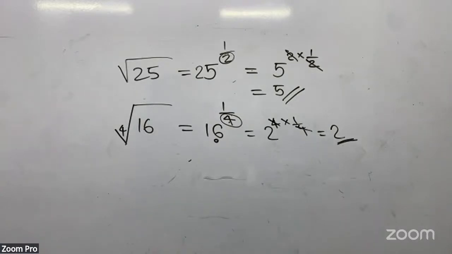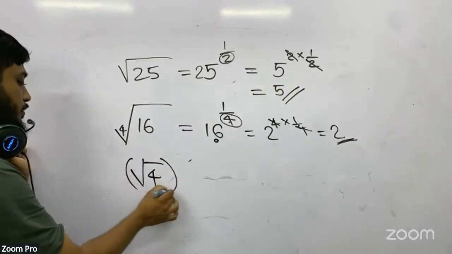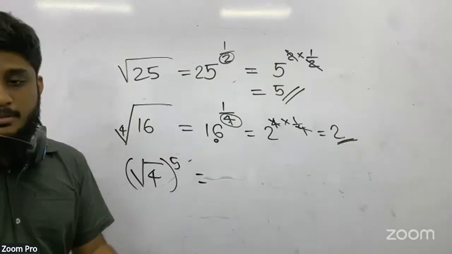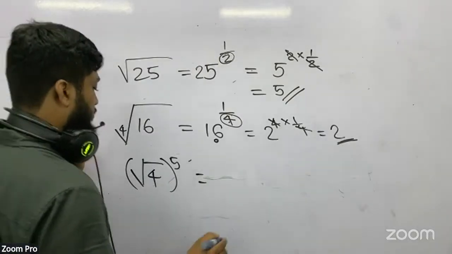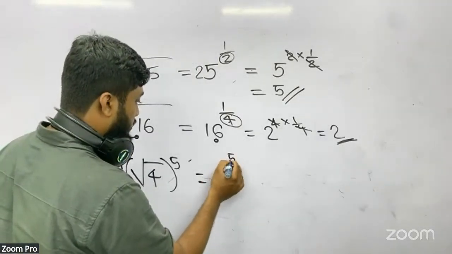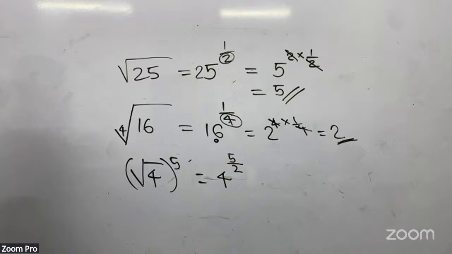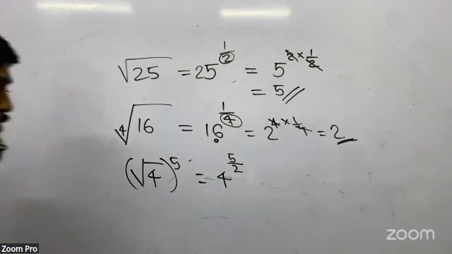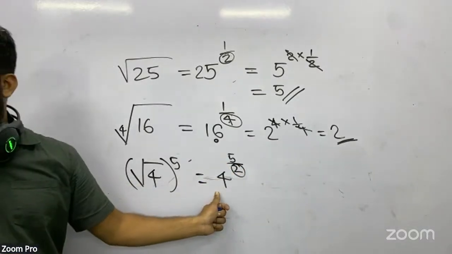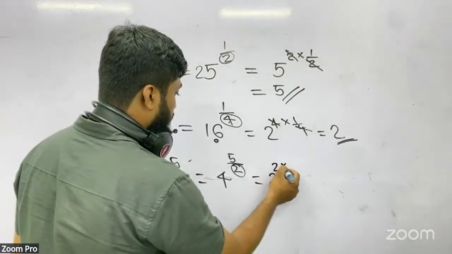Next one. Square root of 4 to the power 5. Right? Then what will happen here? We will get 4 to the power 5 over 2 as the answer, right? Wait, I'll give time to write. Listen. Now this 4 means 2 squared, so this 4 I should write as 2 to the power 2. Then I should write this one as 2 to the power 2, all to the power 5 over 2.